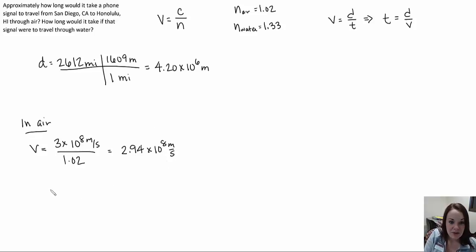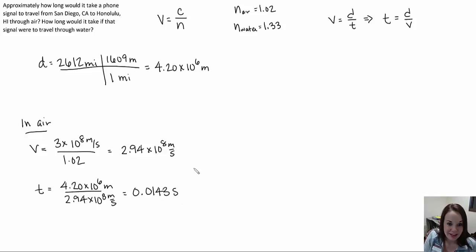And now I have enough information to plug in to my t equation. The distance we said was 4.20 times 10 to the 6th meters, and I divide by my velocity that I just calculated. And that's the speed that this phone signal will travel in the air. When I multiply that out, I get 0.0143 seconds. So pretty quick.